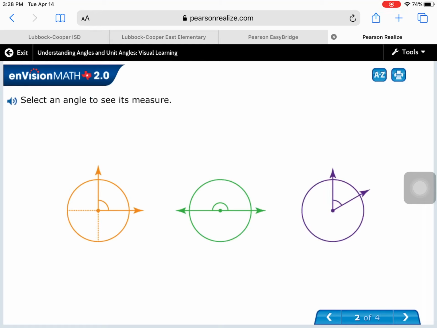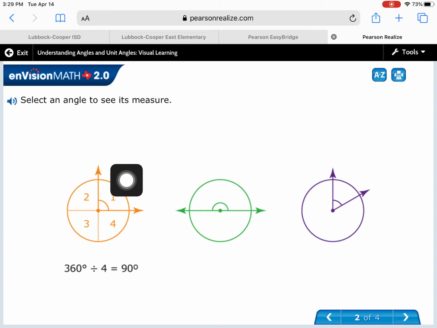Okay guys, so we're going to look at the activity. Select an angle to see its measure. Okay, so we have 3 different circles here, and you can see that this angle looks like a 90-degree angle cut out of the circle, which is about 1/4. This one looks like it's cutting it in half horizontally, which would be 1/2 of 360 degrees. And this one looks like it is smaller than 1/4. So let's click on the first one and see what kind of angle measure this is making.